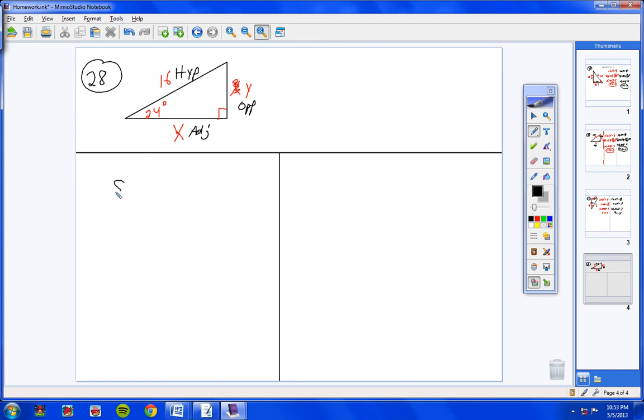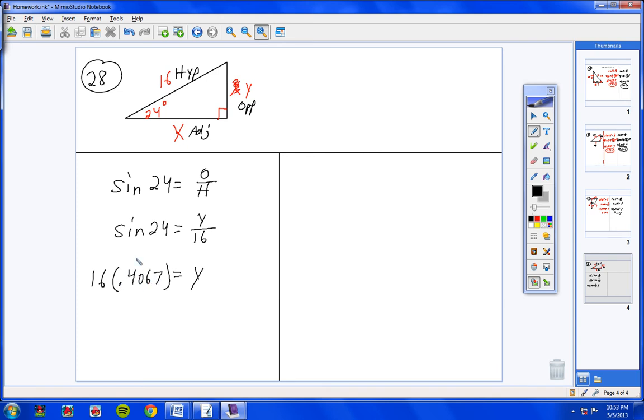Okay, here we go. Sine of 24 equals opposite over hypotenuse. So next we would say the sine of 24 equals opposite is y, hypotenuse is 16. Next, I've taught you to multiply both sides by the bottom, so multiply the right side by 16. 16's cancel, leaving you with y. Over here, we're going to multiply the left side by 16, so 16 times the sine of 24. Well, let's see, what is the sine of 24? The sine of 24 is 0.4067.